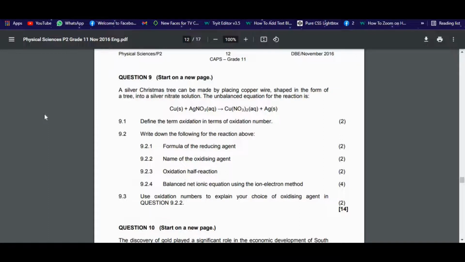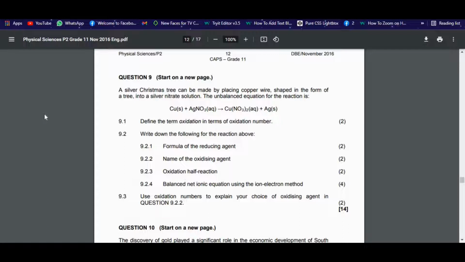November 2016. Question 9 seems to be the redox section here, 14 marks. They say a silver Christmas tree can be made by placing copper wire shaped in the form of a tree into a silver nitrate solution. The unbalanced equation of the reaction is as follows. Copper solid plus silver nitrate becomes copper nitrate plus silver.